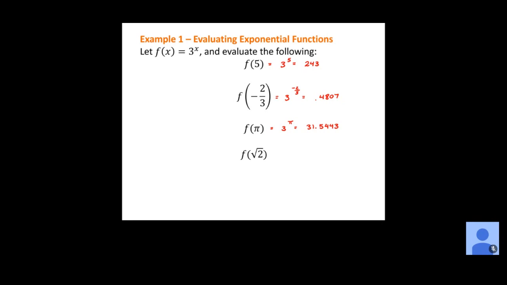Questions on that one? In this case, make sure you use your pi key on your calculator. Don't just round that to 3.14, right? Because that could make a pretty significant difference in the decimal value that you get there.